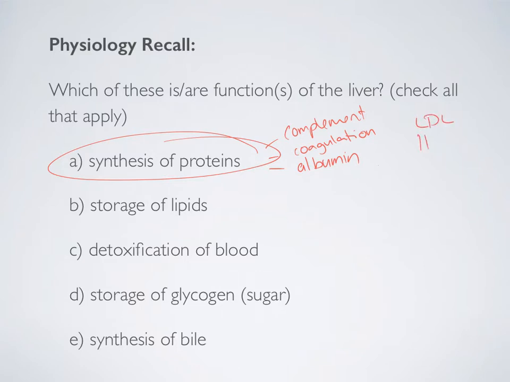LDL and HDL. Have you guys heard of those? You've probably heard of them as cholesterol, right? So they're not actually cholesterol. These are massive apolipoproteins. It actually stands for low-density lipoprotein and high-density lipoprotein. So these apolipoproteins mix with phospholipids and cholesterol and triglycerides to shuttle fat and cholesterol around the body. But those apolipoproteins that form the HDL and LDL particles are synthesized in the liver as well.